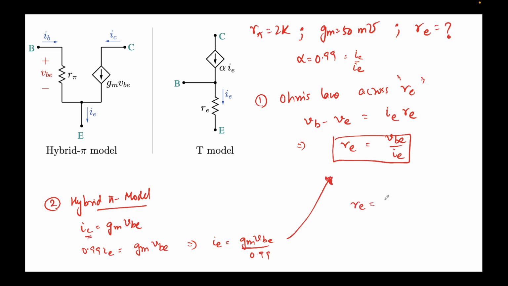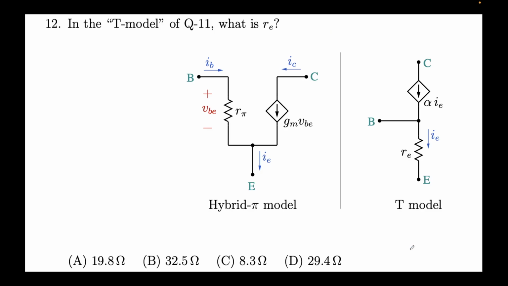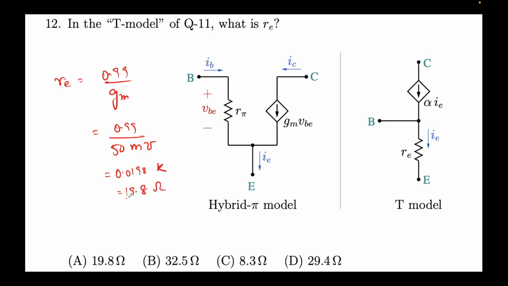This gives us RE equal to VBE in the numerator, and the value of IE is GM VBE over 0.99. VBE cancels, and we get 0.99 over GM. So RE is 0.99 over 50 millimho, which is 0.99 by 50 K, that is 0.0198 K. It's better to keep it in ohms, so shifting three decimals it is 19.8 ohms. That's the correct answer, option A, 19.8 ohms. Let me just populate the values over here. R pi was 2K.